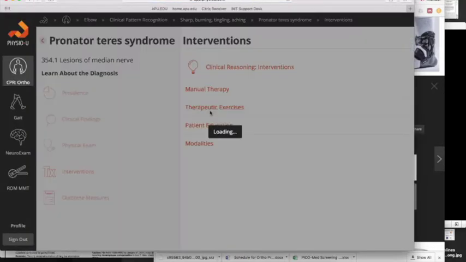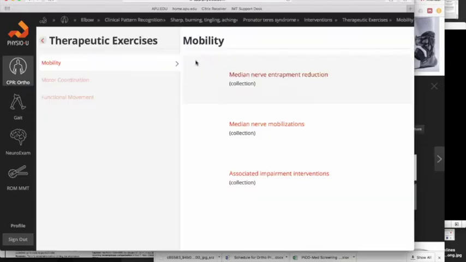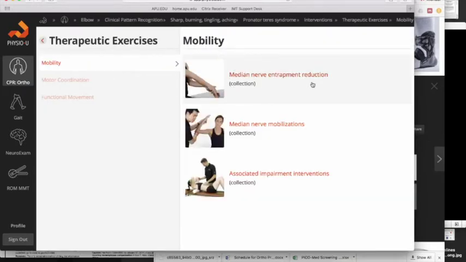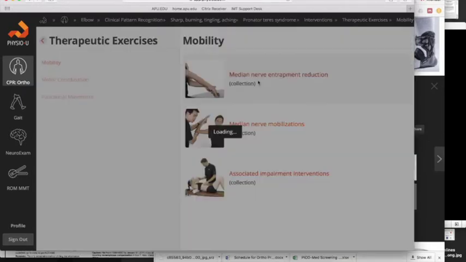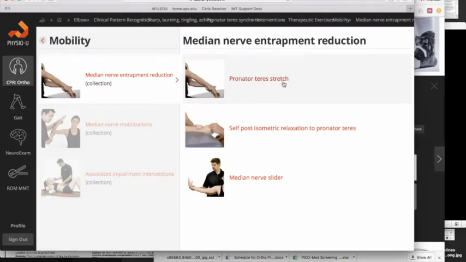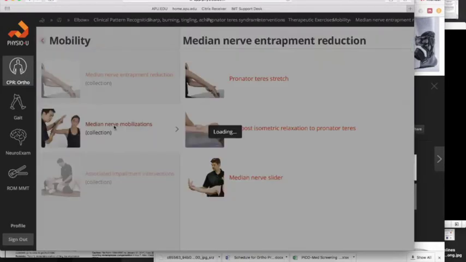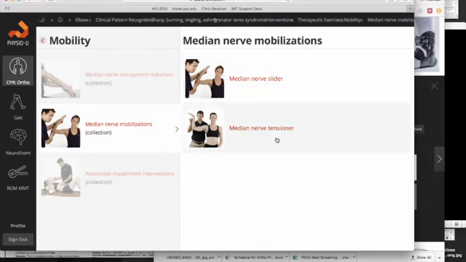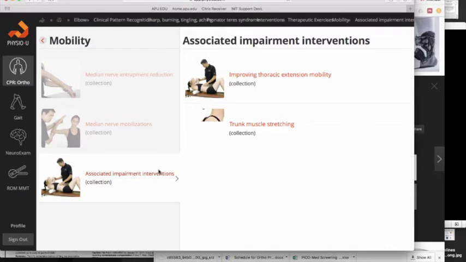And finally, your therapeutic exercises. Continue with your nerve mobility, right? The patient can do their own Pronator Teres stretch, their own relaxation to the Pronator Teres, and their own median nerve slider treatments. They can continue with their sliders and tensioners as needed, and continue their own management of their associated impairments.